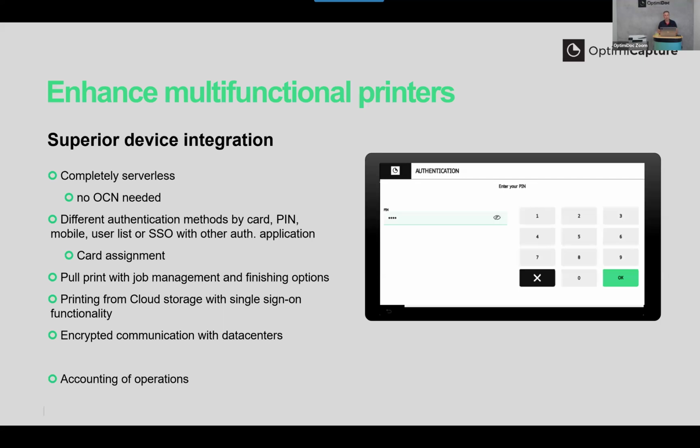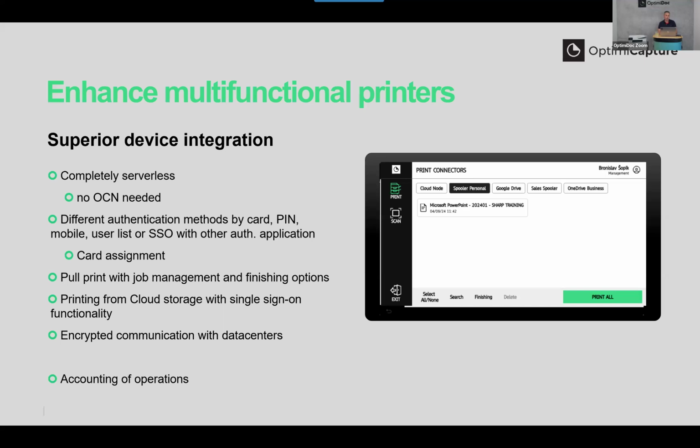We are supporting card and PIN. Mobile application can be used for the authentication. We also have the user list available, or additionally, we can realize single sign-on with some authentication apps. So if the customer is already using some authentication application, we can just connect, take the information about the user, and present the personal list of the scanning workflows or the print connectors. With the printing, we are supporting the pull printing from the cloud, as was presented on the mobile application.